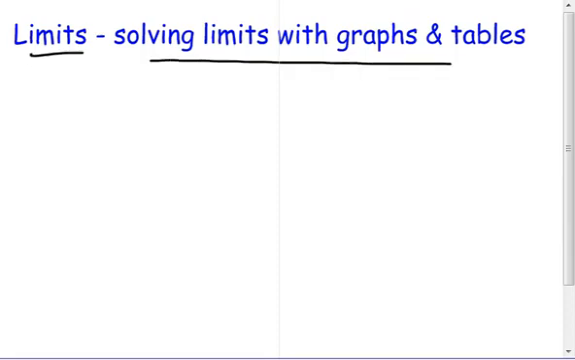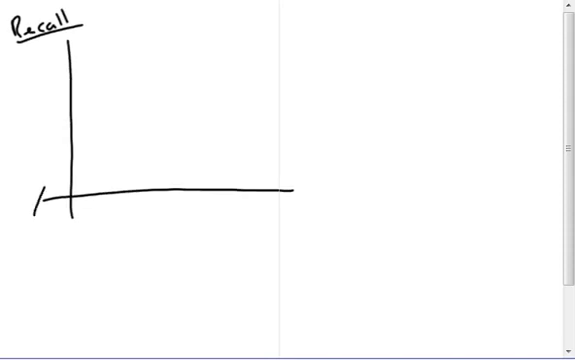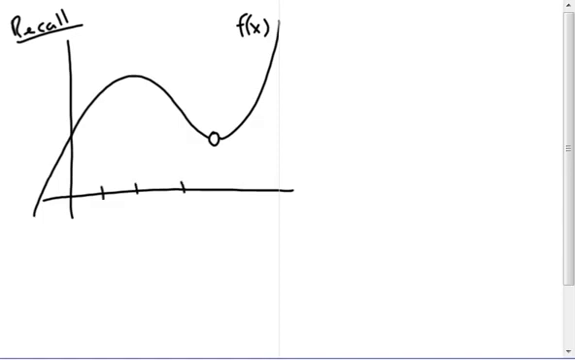Alright students, so we're going to be looking at limits, and specifically solving limits with graphs and tables. So what's a limit? Well, let's do a little bit of recollection here. Let's say you've got a function and it's coming along here. We'll call that function f of x. Oh, it has a hole right there.